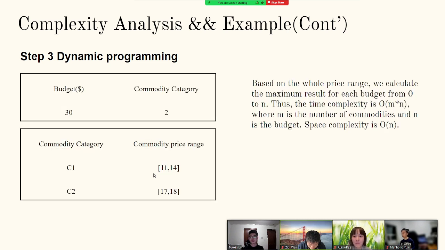For this step, the time complexity is O(m times n), where m is the number of commodities and n is the budget. And the space complexity is O(n), because we need to create a dp array in terms of the size of the budget.